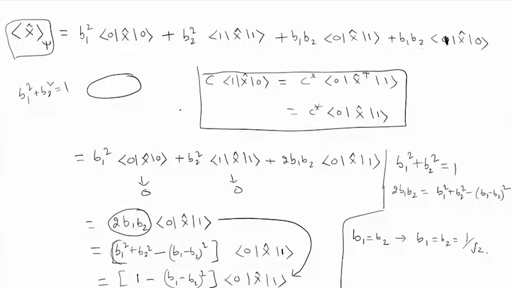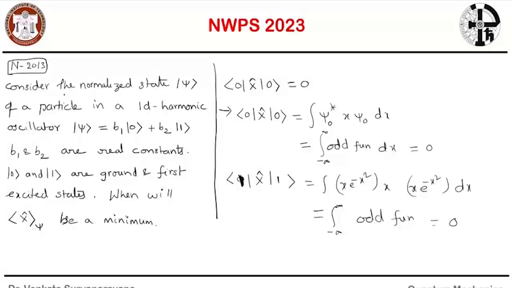Sir, how does B1 square plus B2 square become 1? Because it's written in the problem that psi is normalized. Let me go back. Here, it's a normalized state. That means B1 square plus B2 square has to be 1. Do you understand that? Psi normalized means B1 square plus B2 square is equal to 1. Should I show it? Okay, sir. Understand, sir. Okay, that's good.